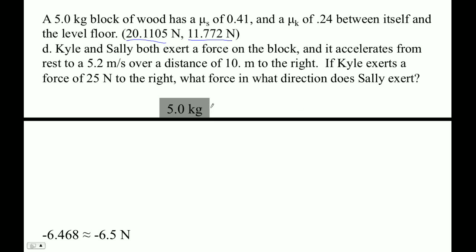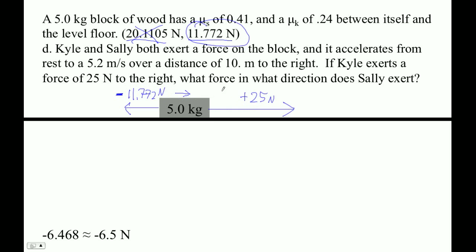Okay, so what do we have? It's moving to the right. We've got a force that Kyle's exerting of 25 newtons. I'm going to make it positive, right? If it's sliding to the right, the 25 is enough to break that free, right? So this is the force that's relevant, okay? So if it's sliding right, the kinetic friction is to the left, right? So the 11.772 newtons is to the left. I'm going to make that negative.